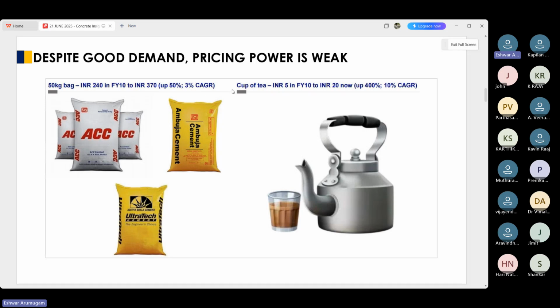At the same time, a single cup of tea, which used to cost 5 rupees in 2010, is now costing 20 rupees, which is up 400% over the past 15 years, a compounded annual rate of 10%. Let's move on to the next slide.